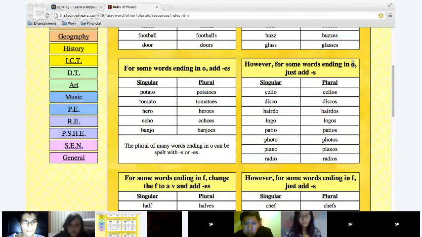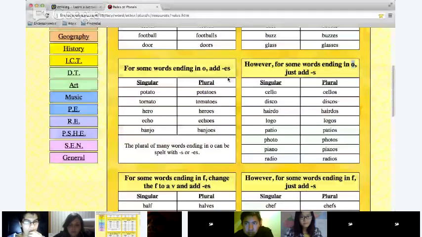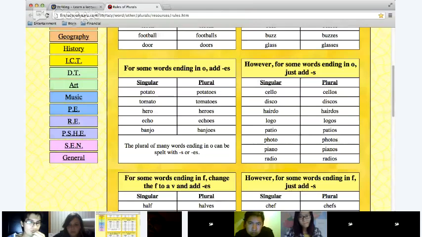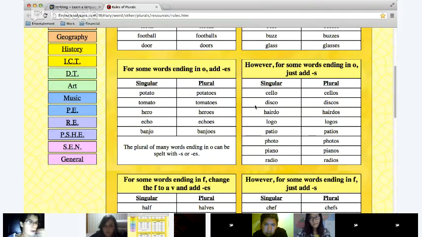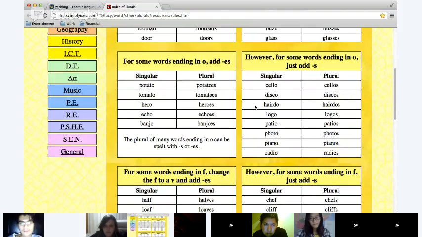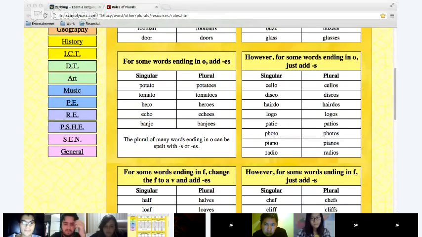Okay, and this is going to be for Igor. Igor, please read the information in this box. However, for some words ending in O, just add S. Silo, silos. Cello, cellos. Disco, discos. Hydro, hydros. Logo, logos. Patio, patios. Photo, photos. Piano, pianos. Radio, radios. Okay, very good.